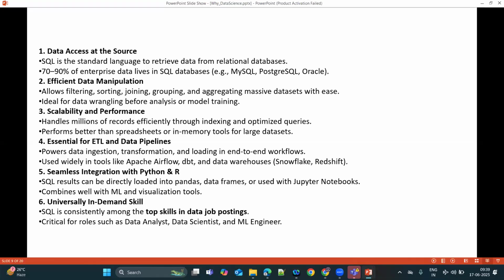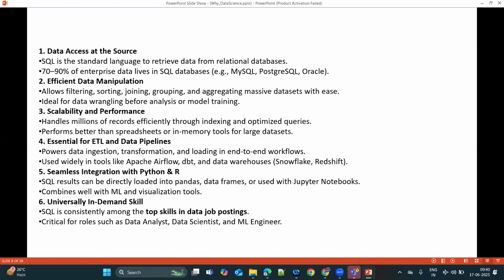There are some scenarios where it performs better than spreadsheets. We can store millions of records in the database, and by having simple queries, we can export and import the data, the files. That is one, and the operations perform better than what we are doing in spreadsheets. That is the scalability and performance.